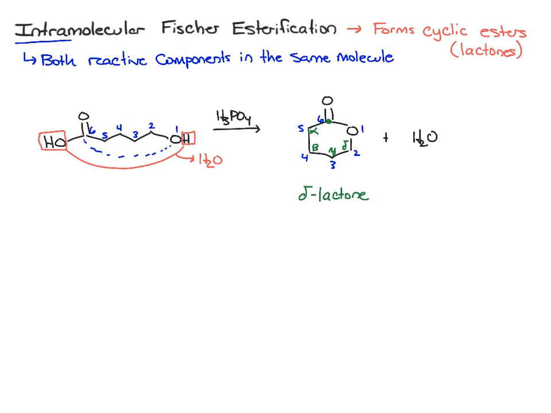If you just had, say, a 4-membered ring, here's your carbonyl carbon, the carbon next to it is alpha, then we have a beta. So this would be a beta lactone.